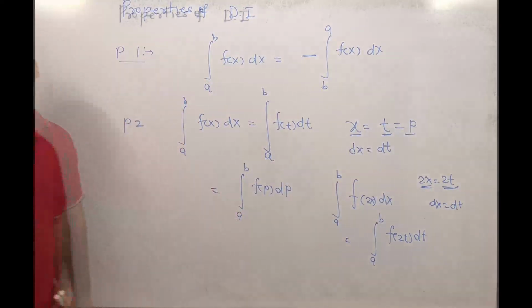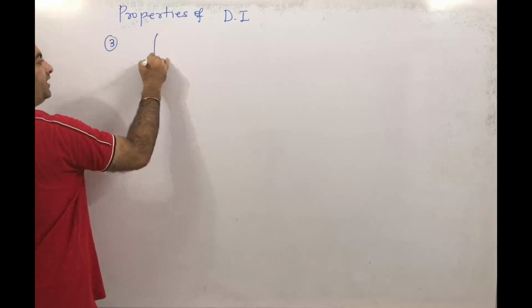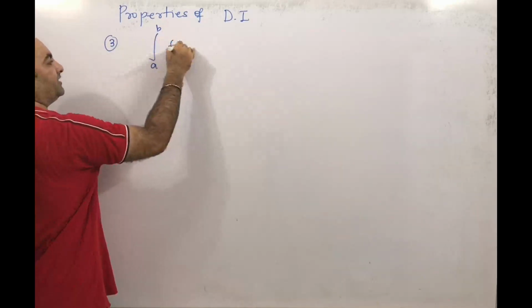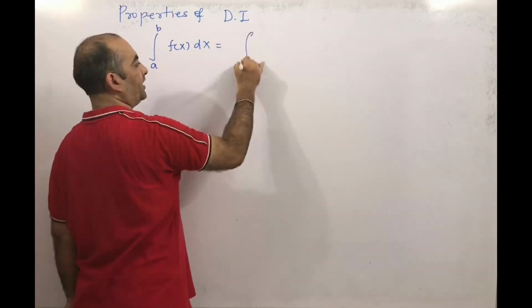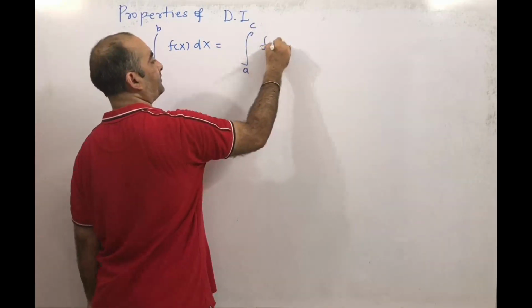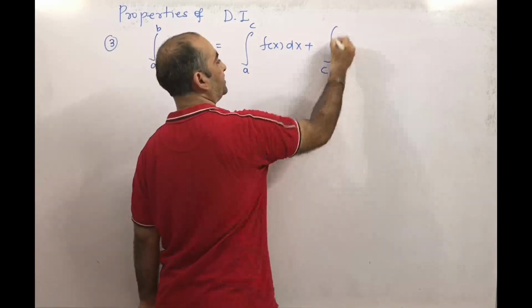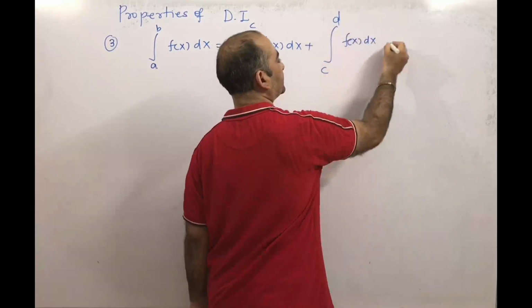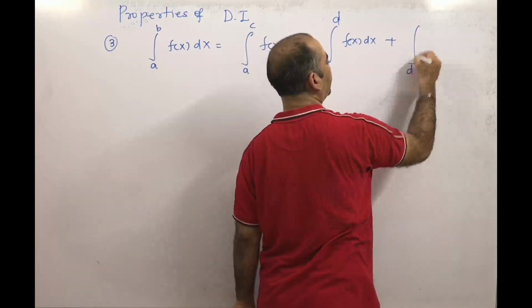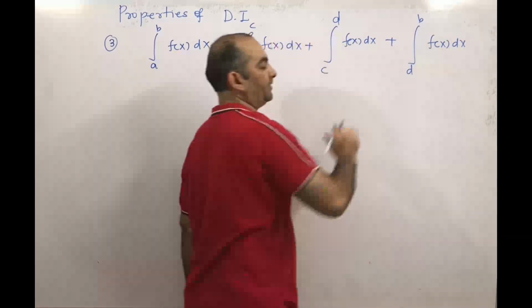Next property is property number 3. The integration from a to b of f(x) dx we can write as the integration from a to c of f(x) dx, plus the integration from c to d of f(x) dx, plus the integration from d to b of f(x) dx. Like that, we can separate the integration.